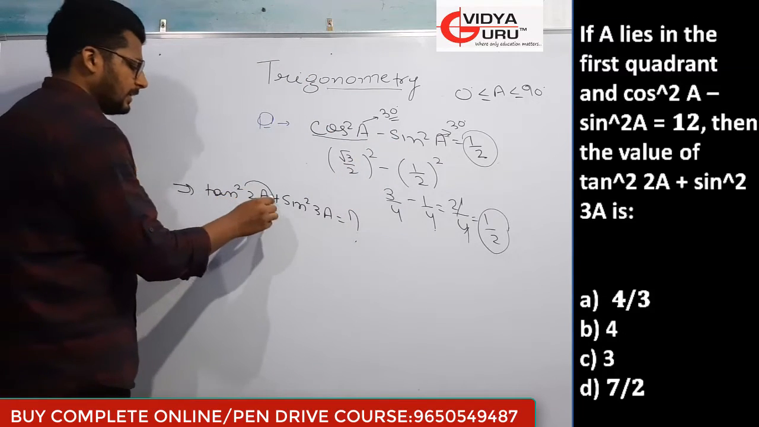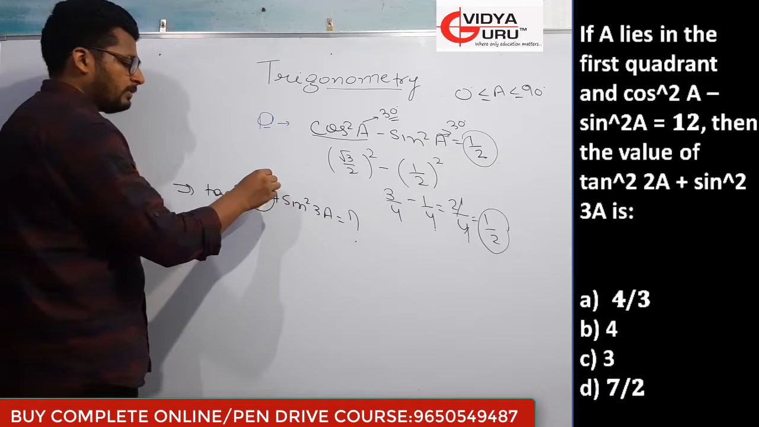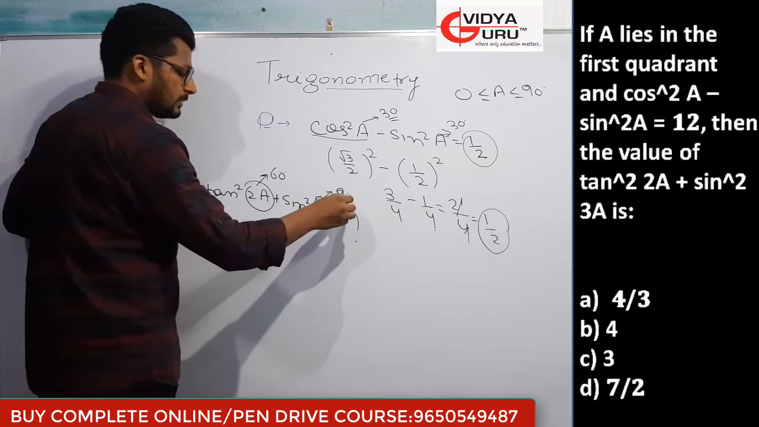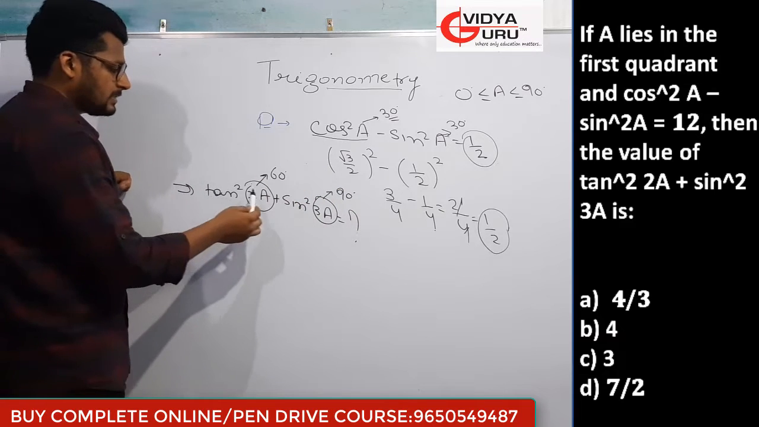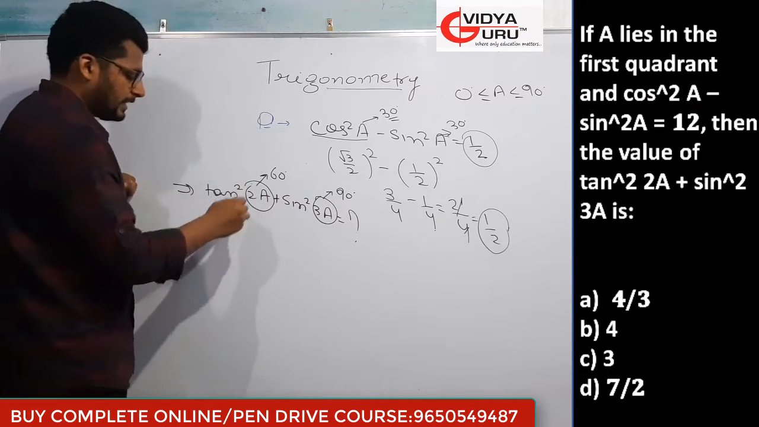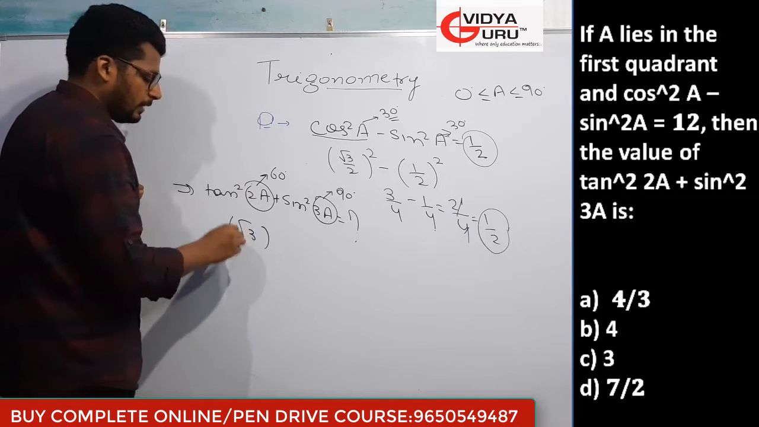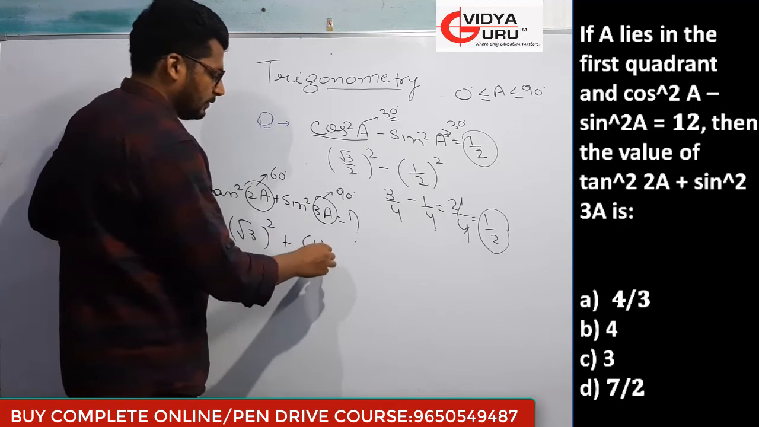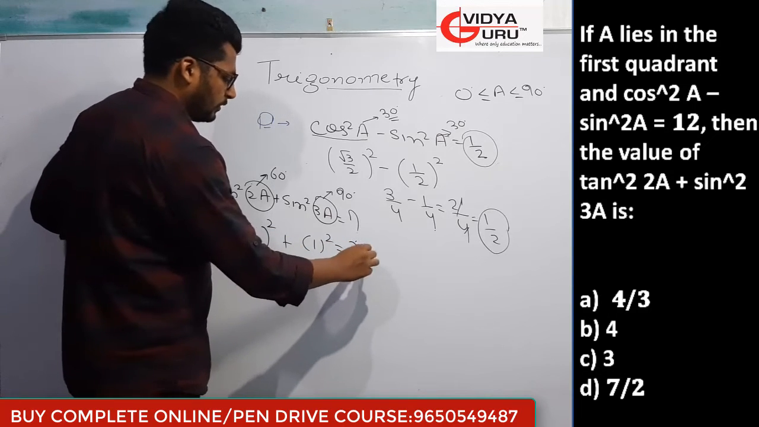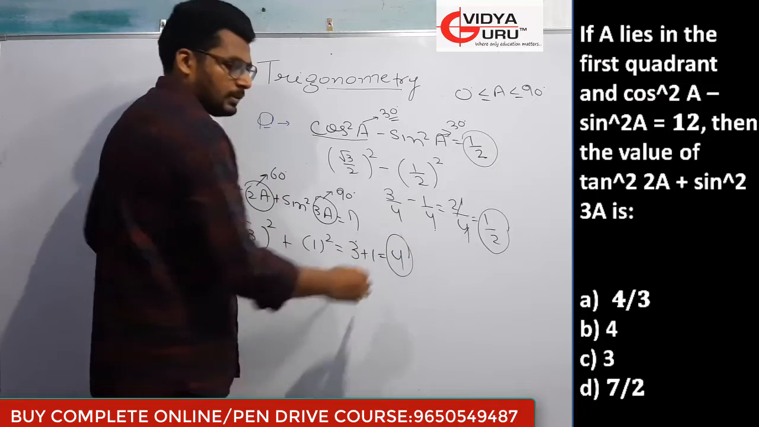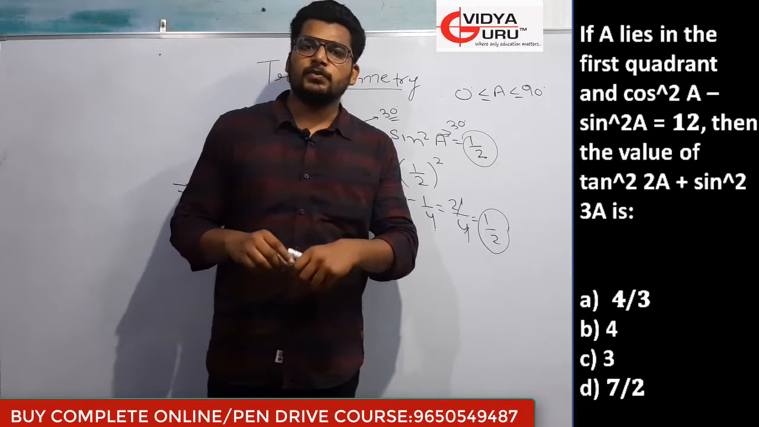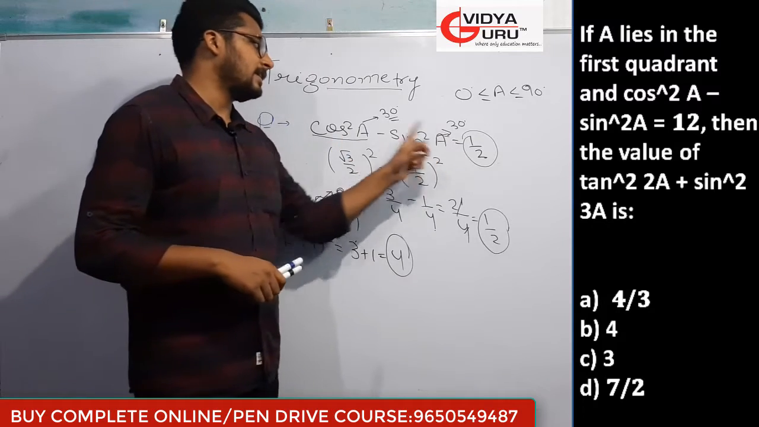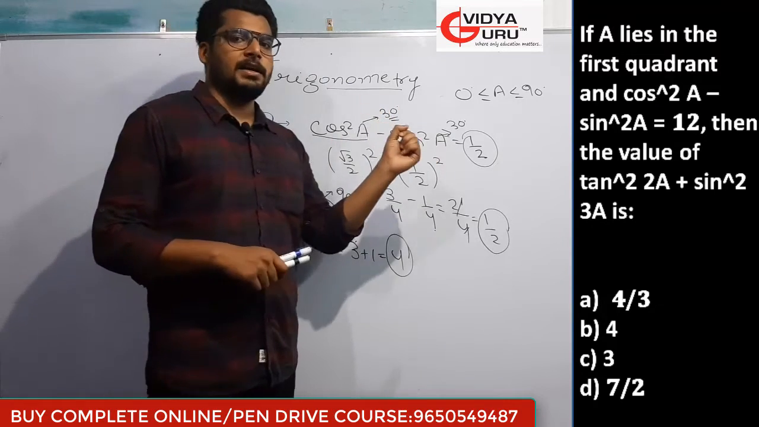If A here is 30 degree, this is given 2A. 2A will be equal to 60 degree and 3A will be equal to 90 degree. Tan 60 is root 3 and tan square 60 is given, so it will be root 3 square. Sin 90 is 1, sin square 90 will be 1 square, so the value will be equal to 3 plus 1, 4. That means the answer of this question is 4. Option number B is the correct answer. I have satisfied LHS and RHS by putting A as 30.